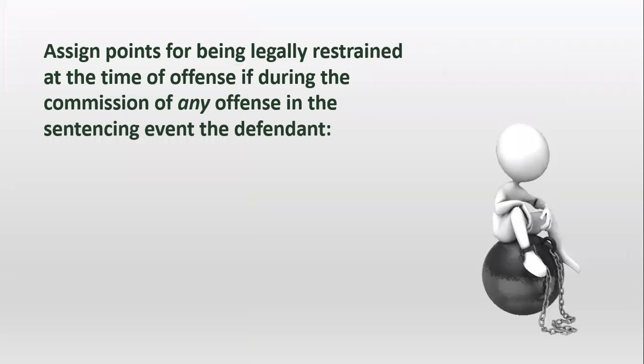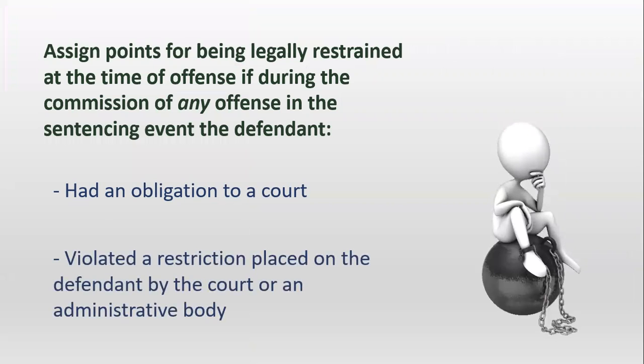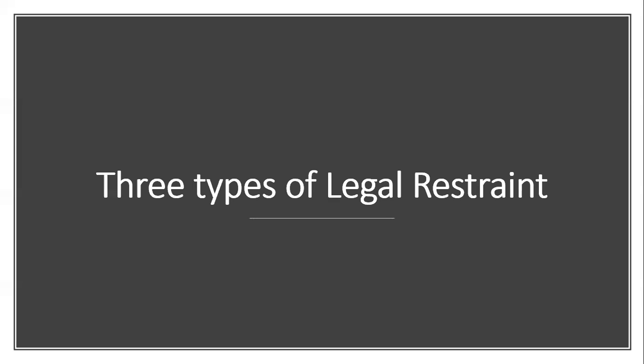Points are assigned for being legally restrained at the time of the offense if, during the commission of any offense in the sentencing event, the defendant had an obligation to a court, or during the commission of any offense in the sentencing event, the defendant violated a restriction placed on them by the court or an administrative body. There are three types of legal restraints.